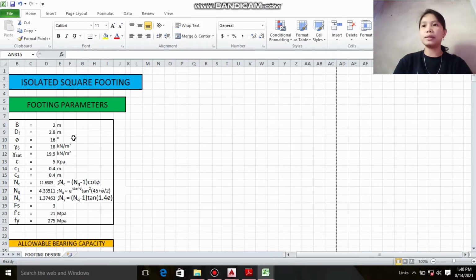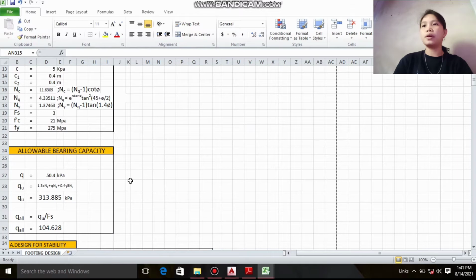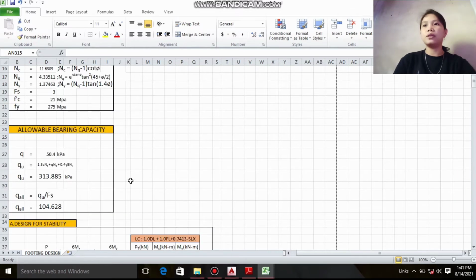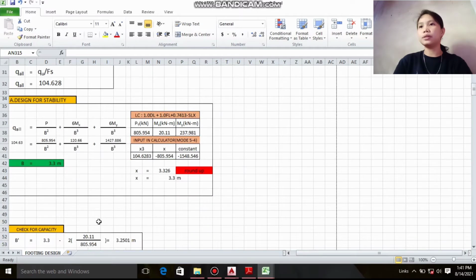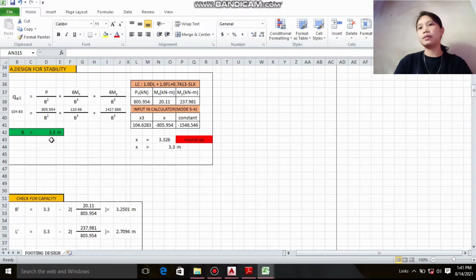Allowable bearing capacity, allowable bearing capacity 104.628. So beam 3.3, the check for capacity, which is passed. Check for stability is passed.